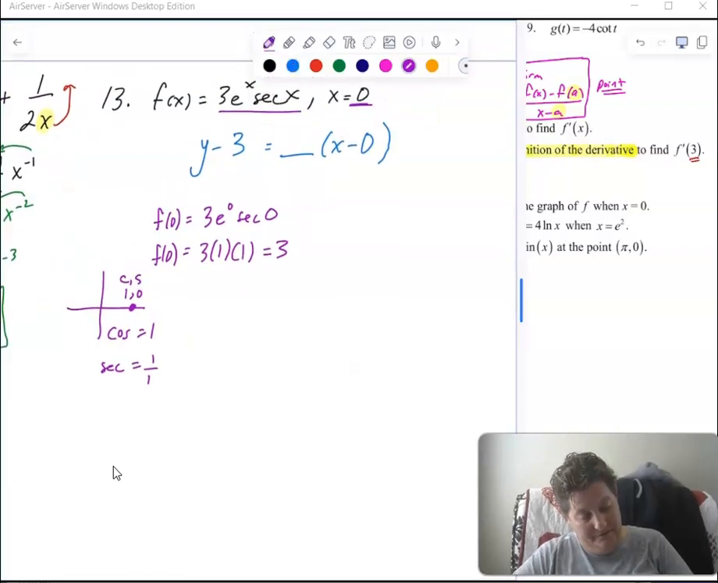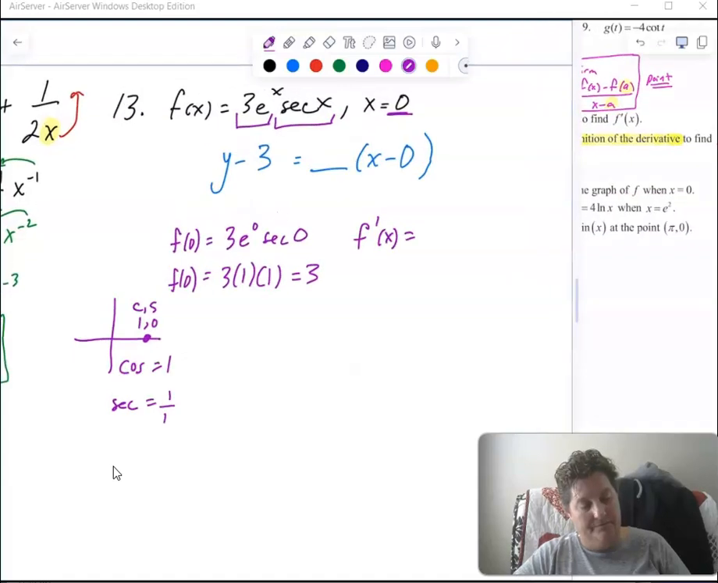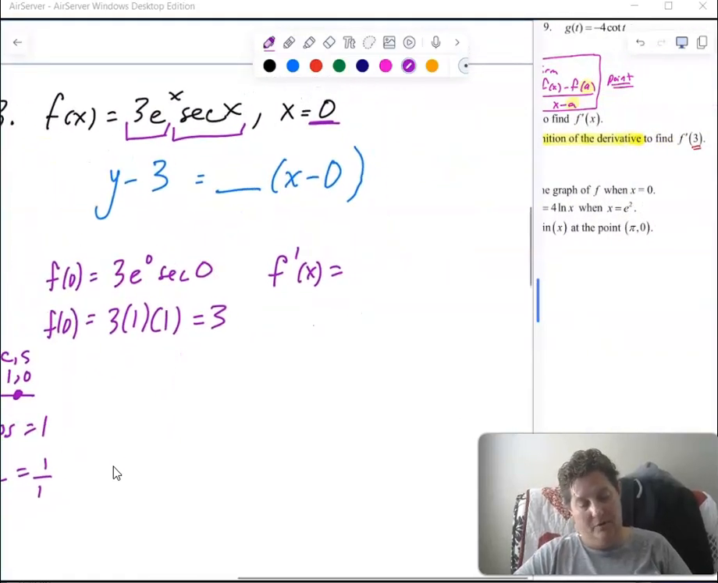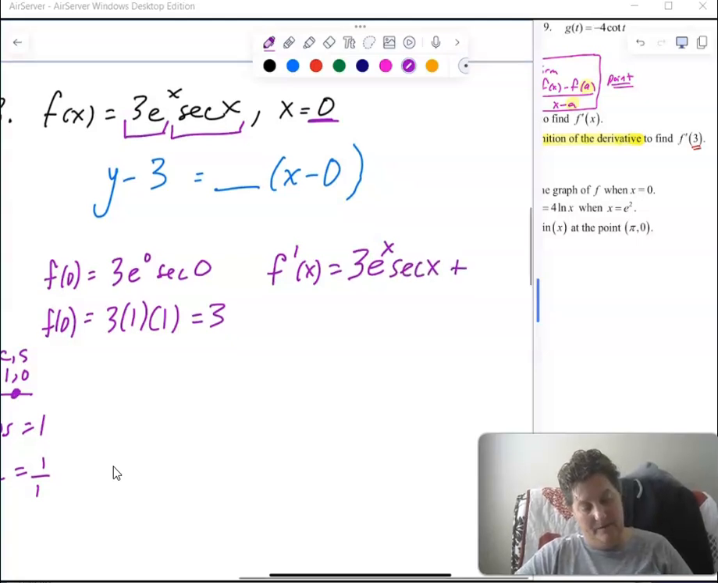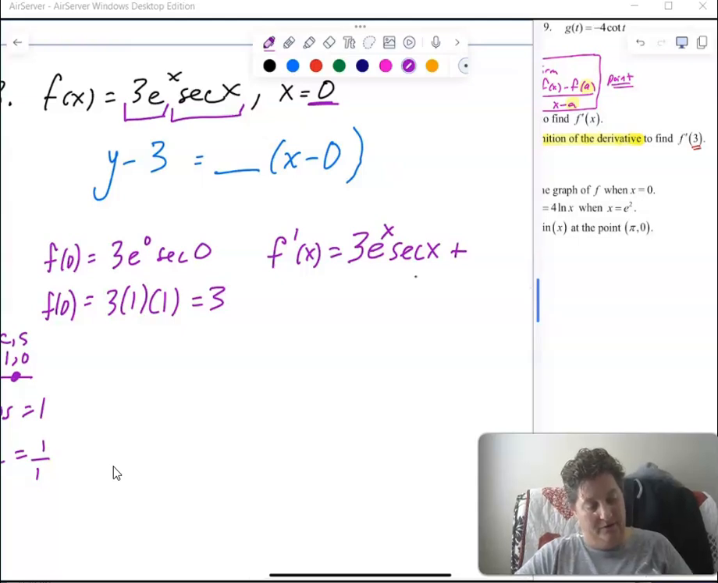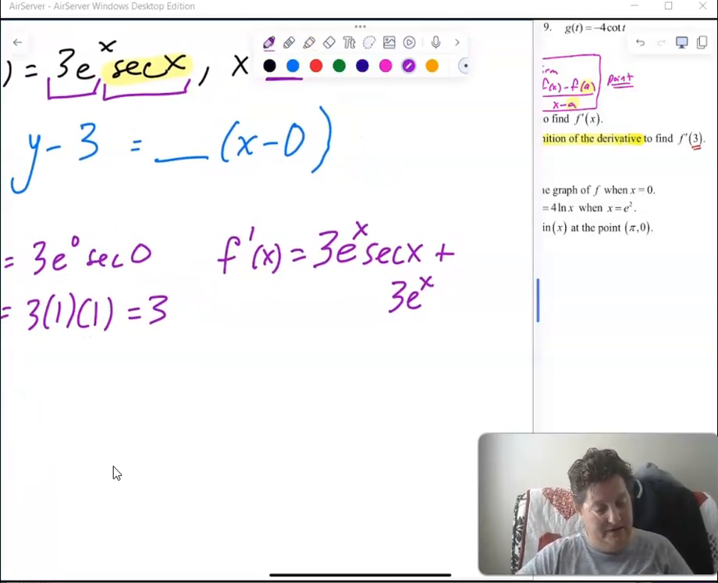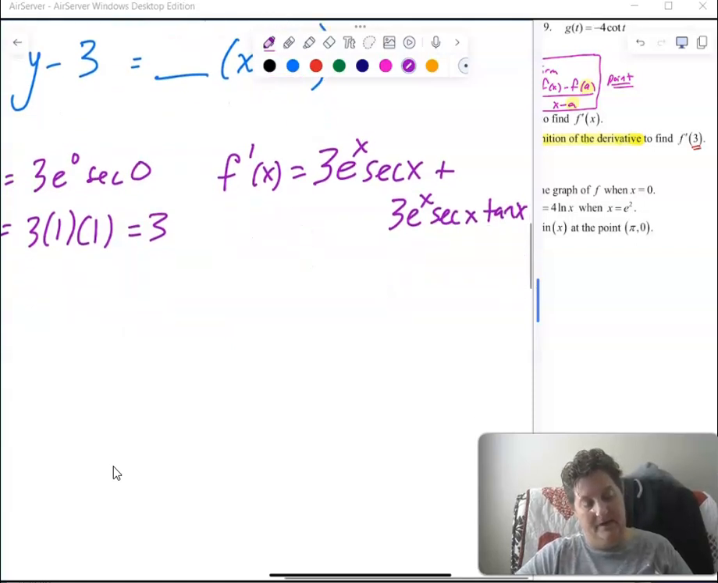Now we need to do the derivative. All right, now first of all, this is going to be a product. Okay? It's going to be a product rule. And I'm going to go derivative of the first. Now, the derivative of 3e to the x is 3e to the x times the second. Okay, and then I go first, which is 3e to the x, times derivative of the second. You need to know what the derivative of secant is. Derivative of secant is secant tangent. Okay?